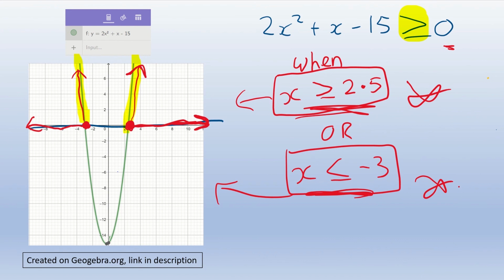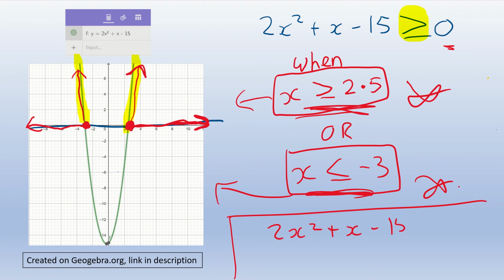Just one more thing. I had a question, and it was a really good question. What would be the story if it wasn't 2x squared plus x minus 15 is greater than or equal to 0? What happens if it was 2x squared plus x minus 15 is less than or equal to 0? And in that case, I'll just take away all my writing here. You're looking at where your graph is below the x-axis. So that's going to be in between here and here. Again, your roots are going to come into play.